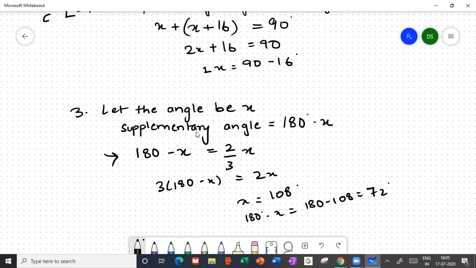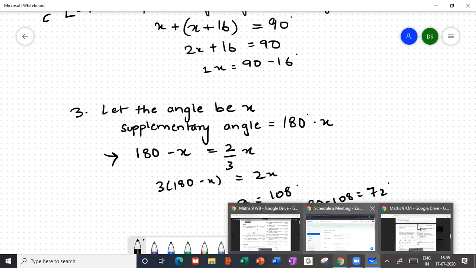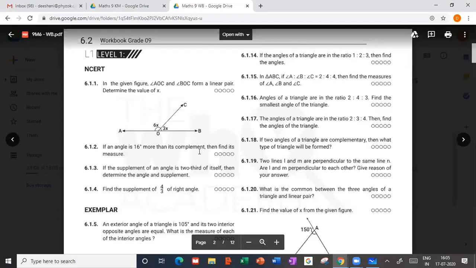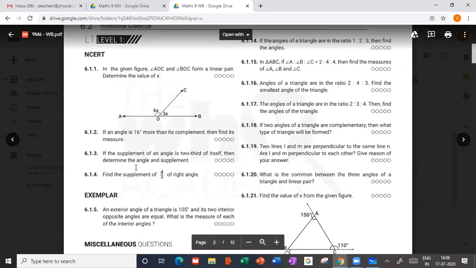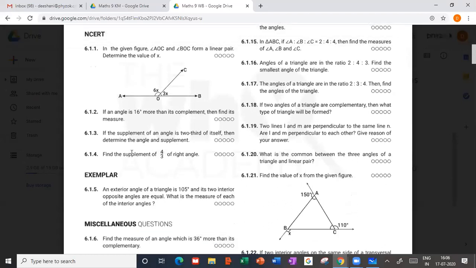Cool. So yeah, I just wanted to get this clear because this is a little tricky one. It's based on a little bit of wordplay, isn't it? Yeah. So, okay. The next one is simple. The next one you can do it directly. Find a supplement of 4/3 of a right angle. So how will you write that?